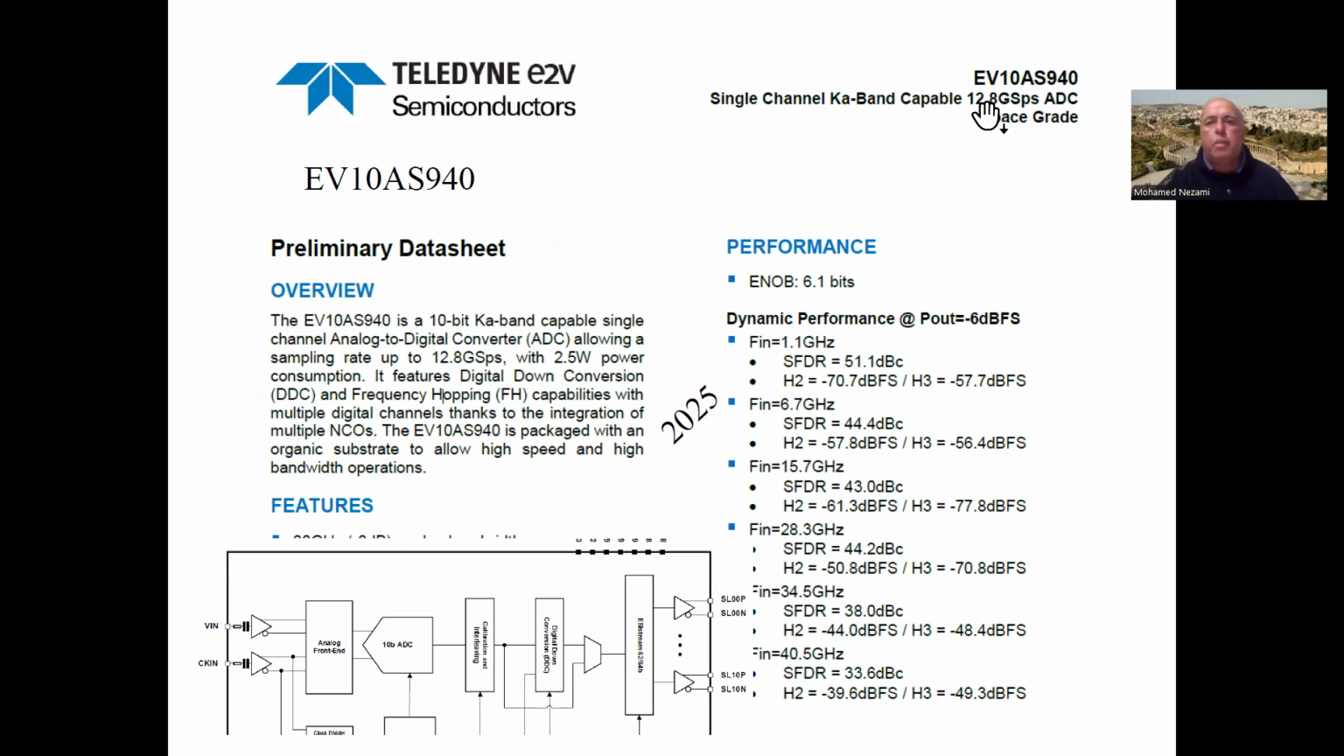This is the E2V Teledyne ADC, 12.8 gigasamples per second. You can see they gave you some test results depending on the input. For the 28 gigahertz, the spurious-free dynamic range is 44 dBc. The second harmonic and third harmonic are minus 50 dBc full scale and 70 dB below full scale. We'll talk about these harmonics next week, because this is part of the frequency planning that we have to do for the ADC.